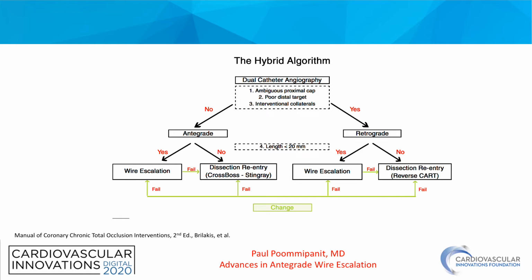So for example, if you have a patient with an ambiguous proximal cap, poor distal target, and a lesion length greater than 20 millimeters, the likelihood that you're going to be able to wire this with antegrade wire escalation is on the lower side, and the likelihood that you're going to need an advanced technique such as antegrade dissection reentry or retrograde is much higher. That's not to say that if you run into a patient with a 30 millimeter lesion, most of us will not try antegrade wire escalation in hopes that we cross into true lumen distally and increase the efficiency of our case.